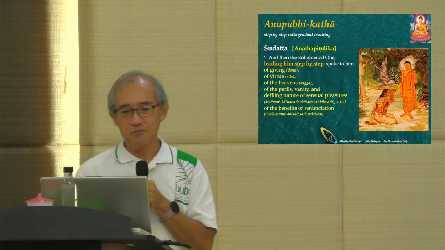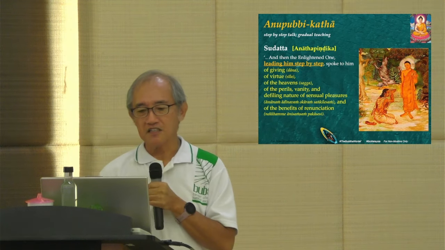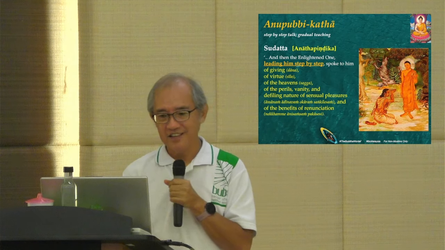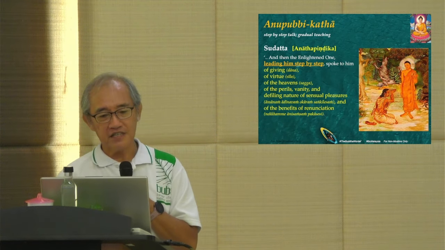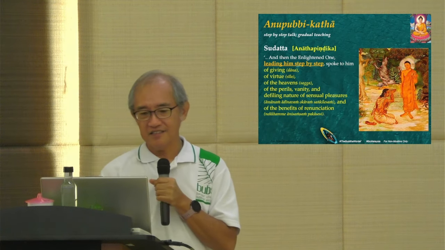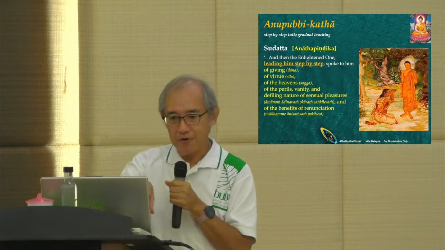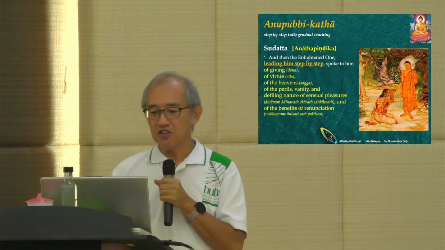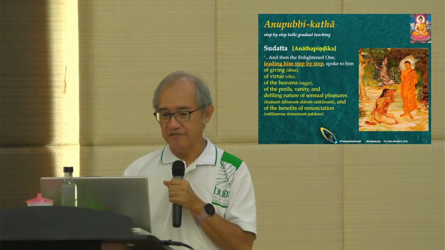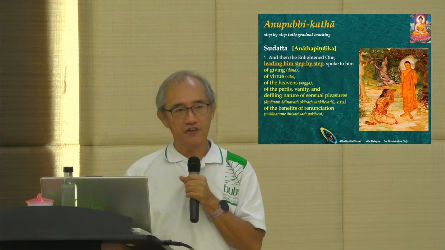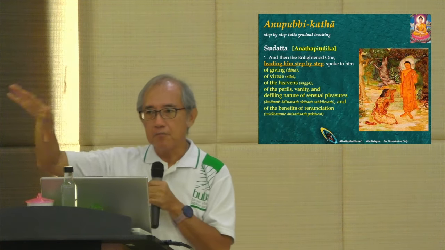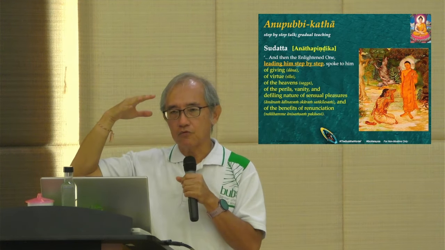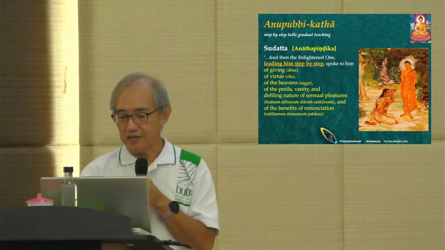Then the Buddha, leading Sudatta step by step, spoke to him about giving, dana katha, spoke to him about virtue, sila katha, sagga katha, and then the magga katha elaborated here, of the perils, vanity, and defiling nature of sensual pleasures. And finally, on the benefits of renunciation. So these are the preliminary steps to bring him to realize within himself all these aspects.